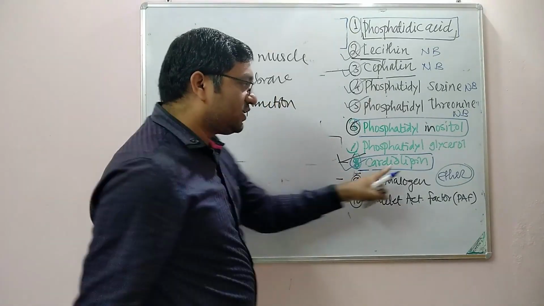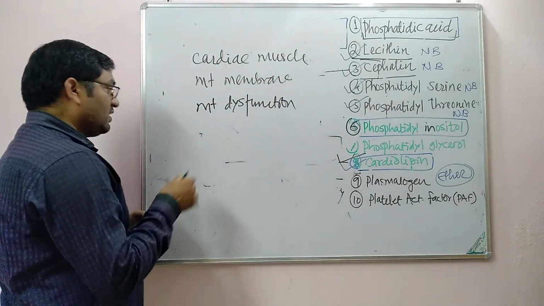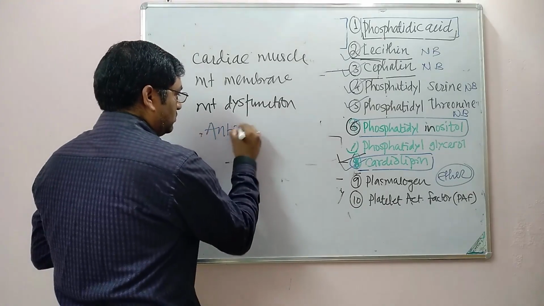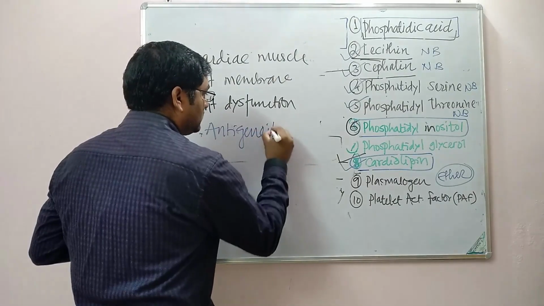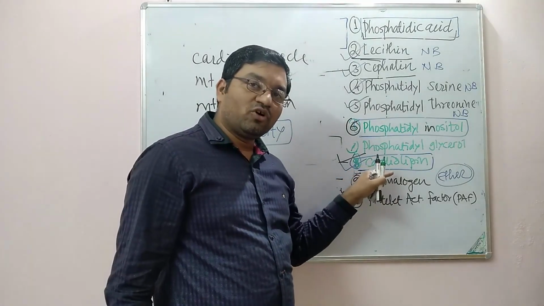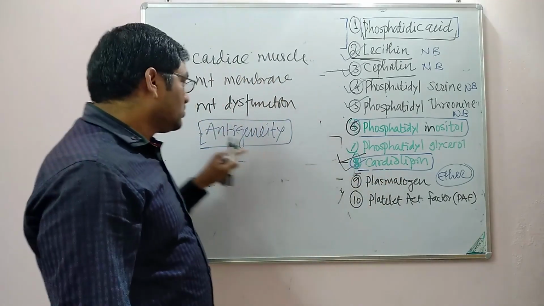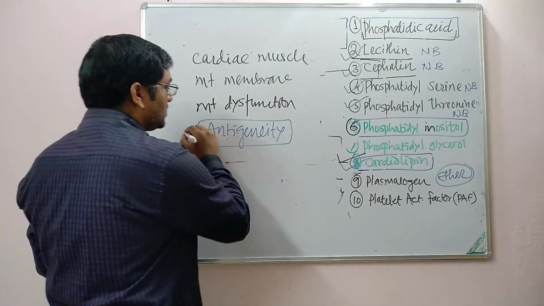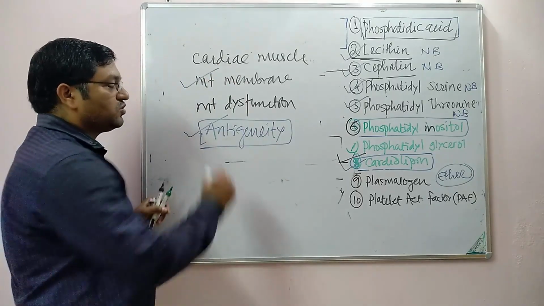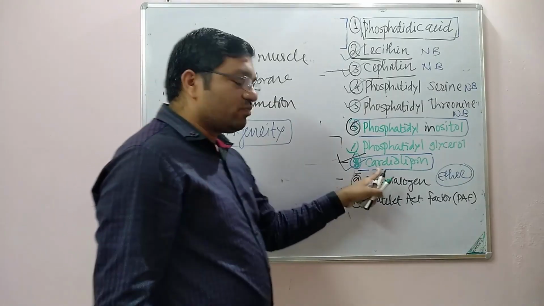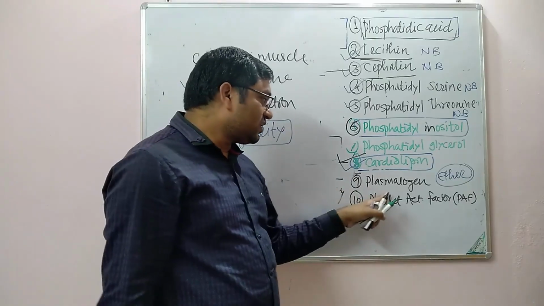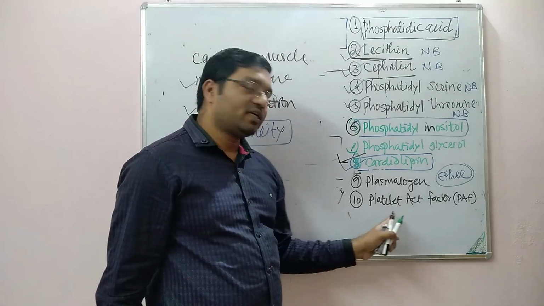There is one MCQ related to the cardiolipin. It is responsible for antigenicity. And antiphospholipid or anticardiolipin antibodies are found in various autoimmune disorders. So this is the MCQ. Cardiolipin is responsible for antigenicity. It is found in inner mitochondrial membrane and it is responsible for mitochondrial dysfunction. The other name for cardiolipin is diphosphatidylglycerol.